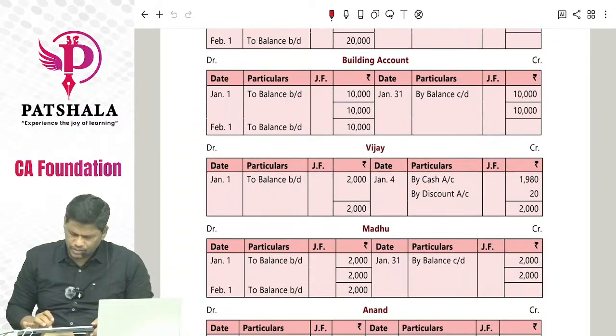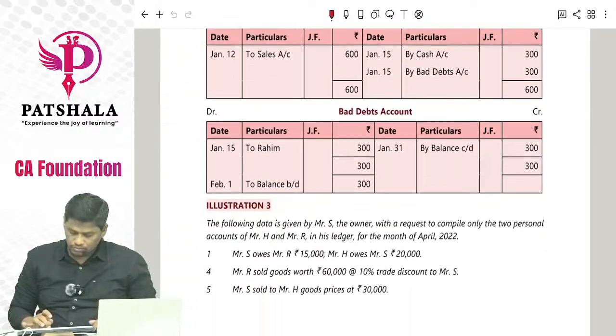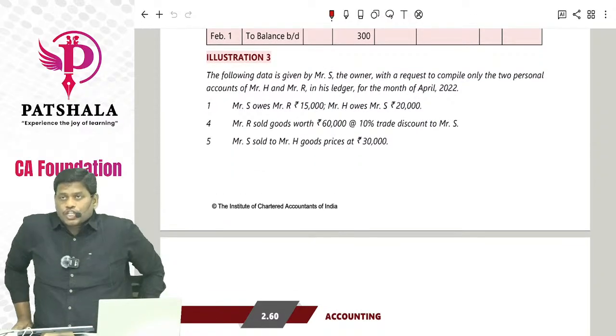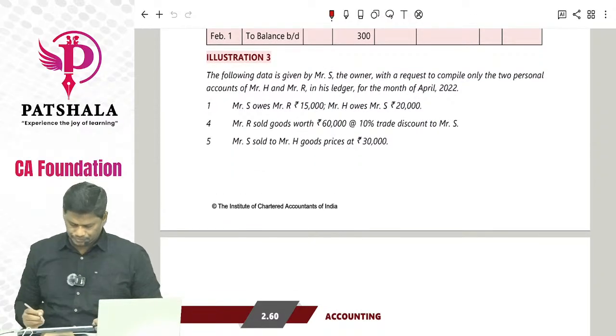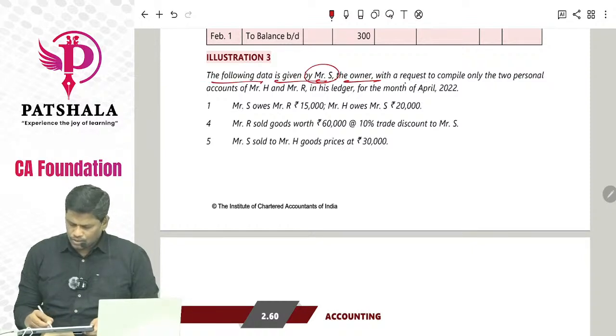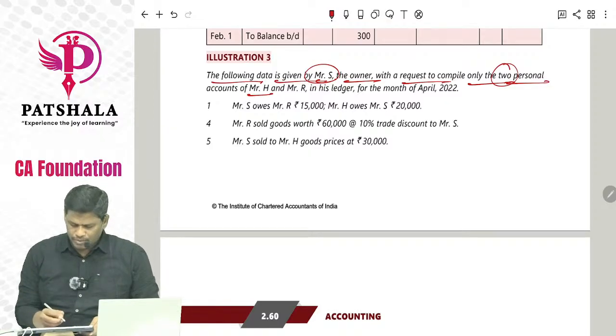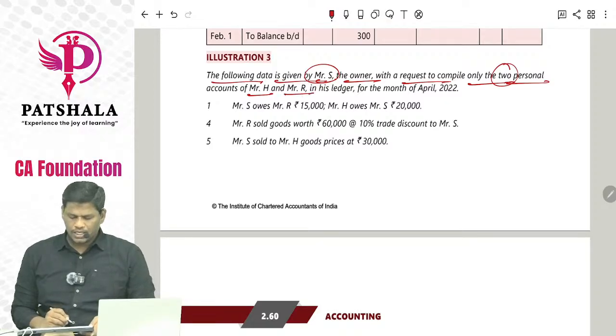See this problem next. Look at illustration number 3. The following data is given by S, the owner, with a request to compile only 2 personal accounts. What is he saying about the personal accounts? Only 2. Account of Mr. H, account of Mr. R. Make only 2 accounts, H and R.